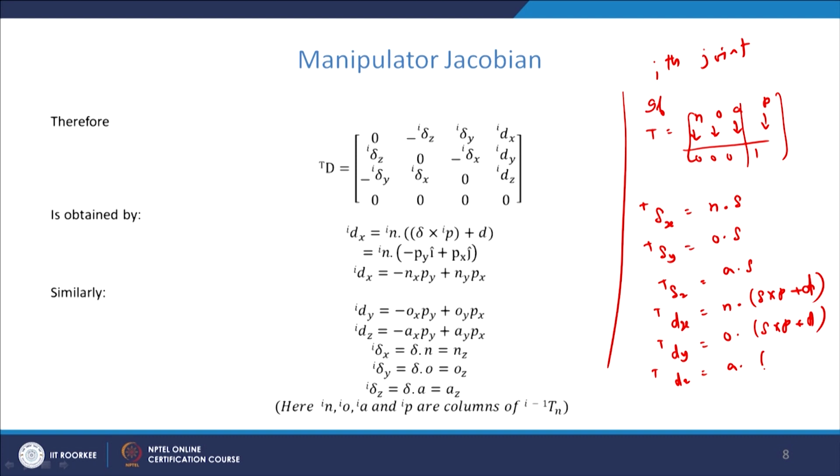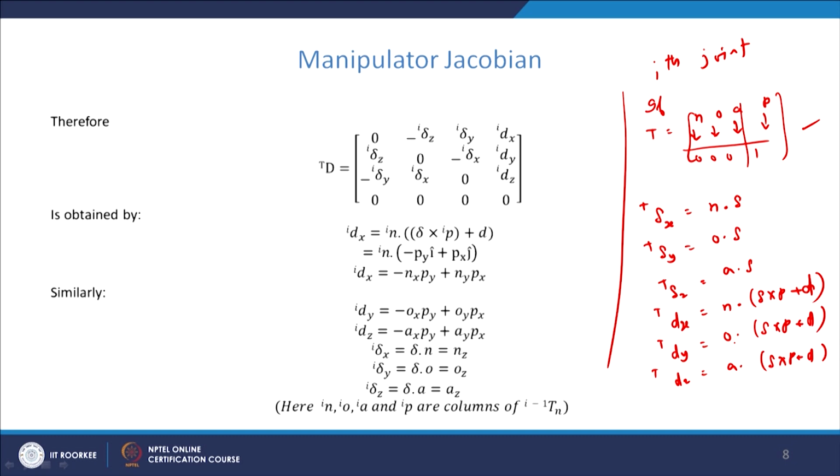So, this is the general formula for any homogeneous transformation T. We can write this formula for the relation between del and d, the translational and rotational differential changes with respect to the base frame, and the left hand side are the rotational and the translational changes with respect to the current frame. So, this relation is more general.